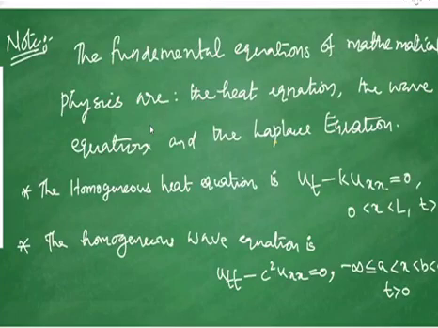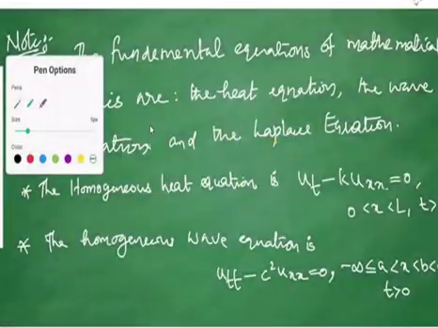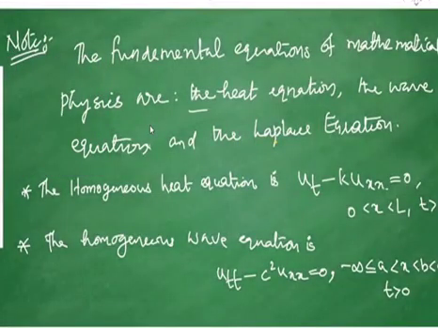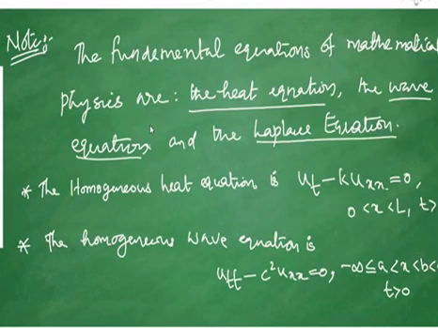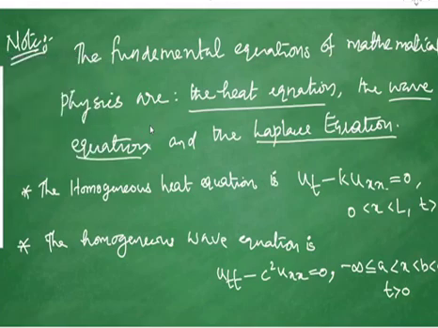Now we can consider some fundamental equations of mathematical physics. The fundamental equations of mathematical physics are the heat equation, the wave equation, and the Laplace equation. Now the homogeneous heat equation is of the form ut minus k uxx equal to 0, where 0 is less than x less than L and t greater than 0.